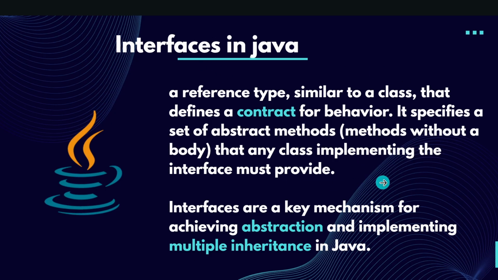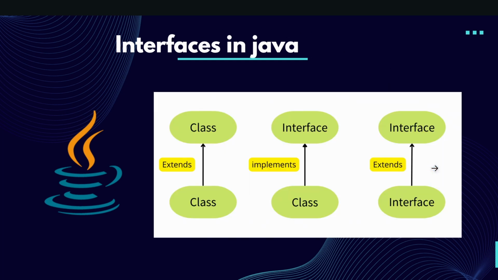So that is the main definition written over here. You can see the contract-based behavior. And where are interfaces used? For abstraction and multiple inheritance, we are going to use these interfaces. Now let us explore.